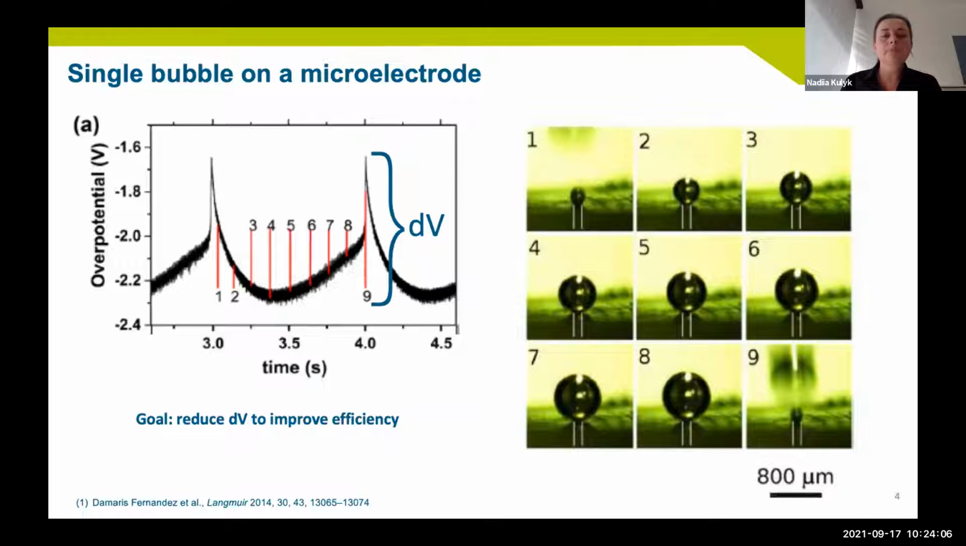Looking closer, one can look at a single bubble experiment. Here there is a microelectrode with current going through, and an oxygen bubble forms on the electrode. Applying constant current, one can watch the potential at this electrode, and one can see that when the bubble grows, the overpotential grows higher. Then when the bubble is close to detachment, it is reducing again, and when the bubble detaches, the potential goes to the previous value, and the cycle begins again. So we can say that dV is a descriptor of the efficiency. We want to decrease dV to increase the efficiency of the electrode.